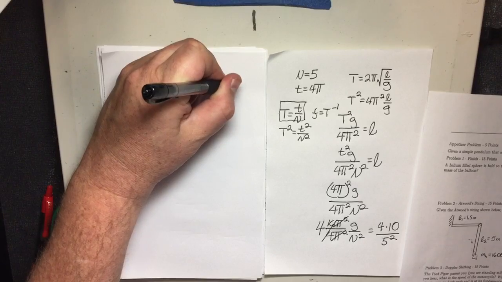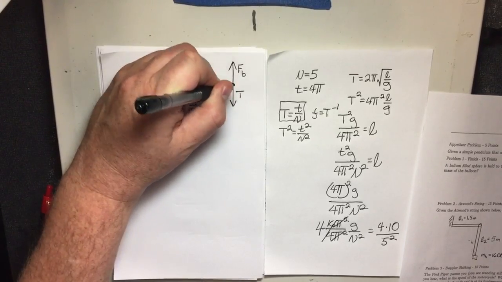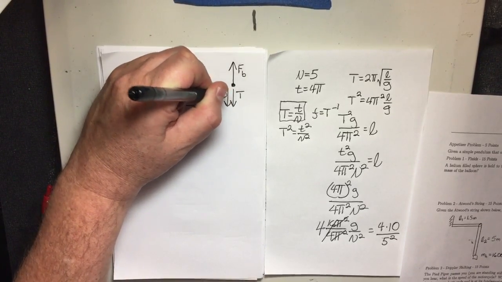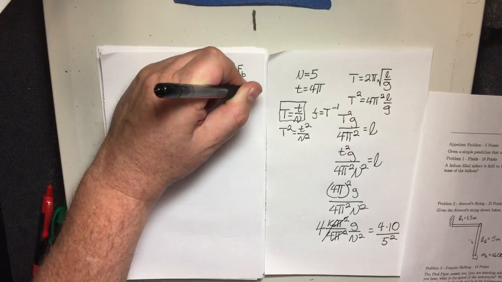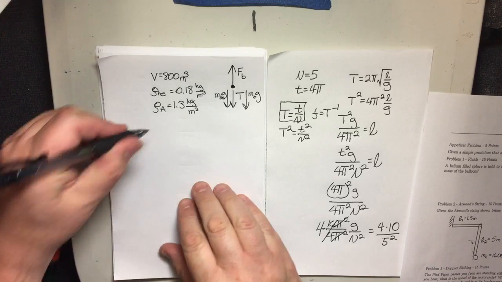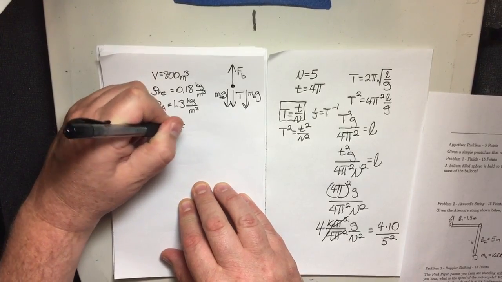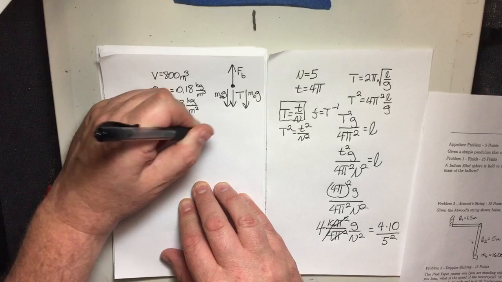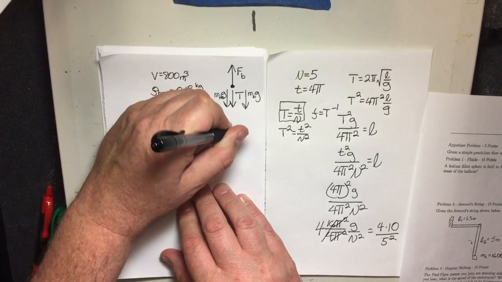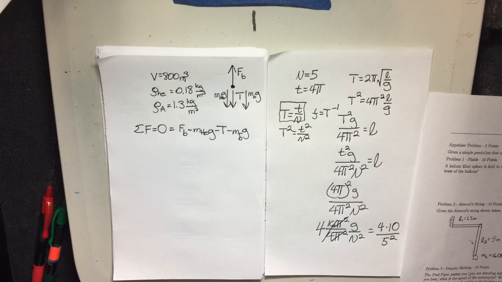The force diagram: we have the buoyant force, we have the tension in the string, we have the mass of helium times gravity, and then we have the mass of the balloon times gravity. So those are the four forces. What do we know about the balloon? It's doing nothing. It is sitting there. So it is neutrally buoyant, so the sum of the forces is equal to 0, which means FB minus M_He G minus T minus M_B G equals 0. We're looking for the mass of the balloon.